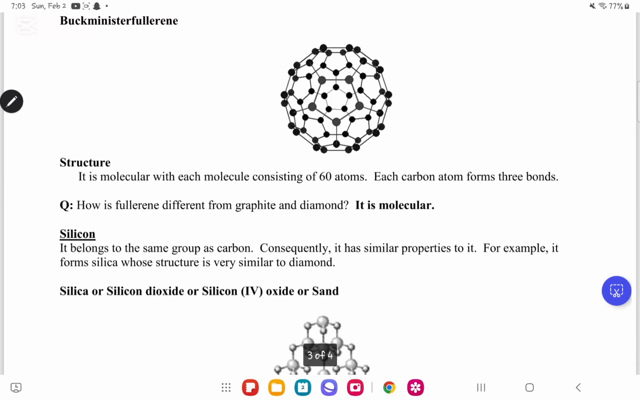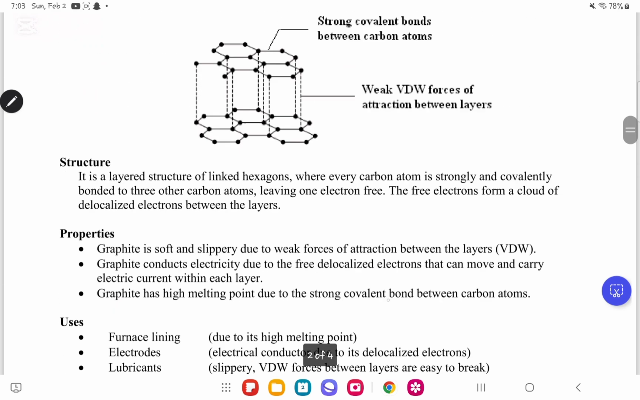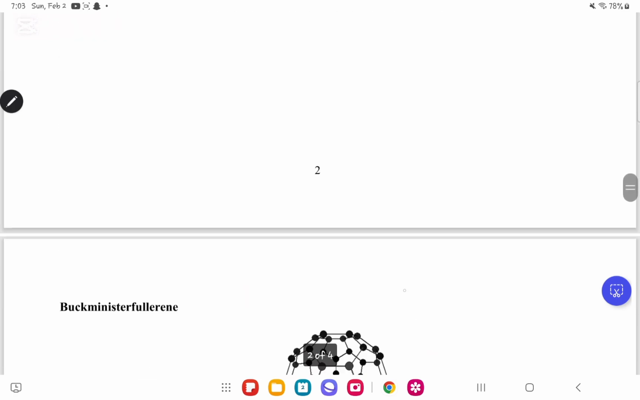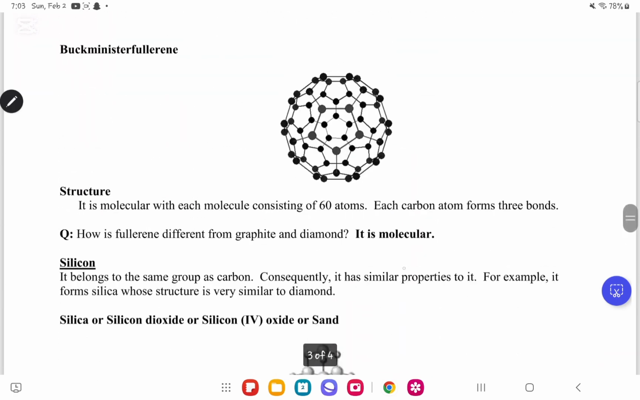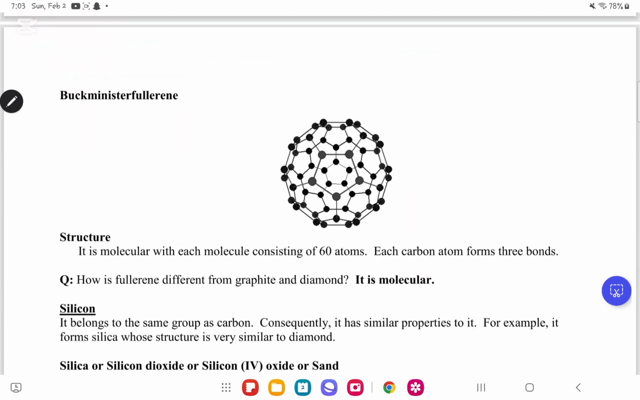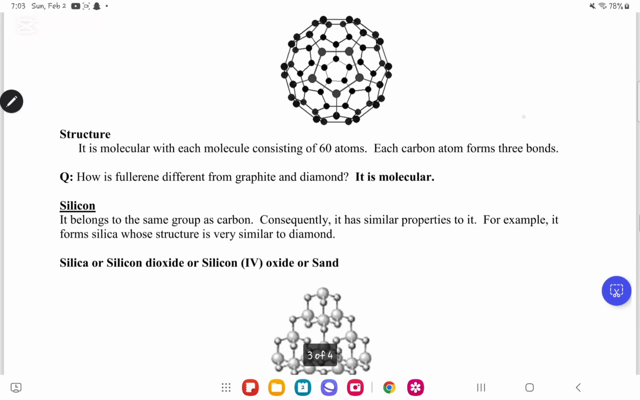So how is fullerene different from graphite and diamond? It is molecular, okay, whereas graphite and diamond are network solids, all right? And that's pretty much it for Buckminster Fullerene.